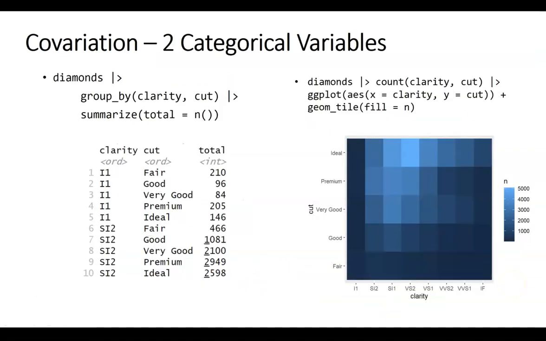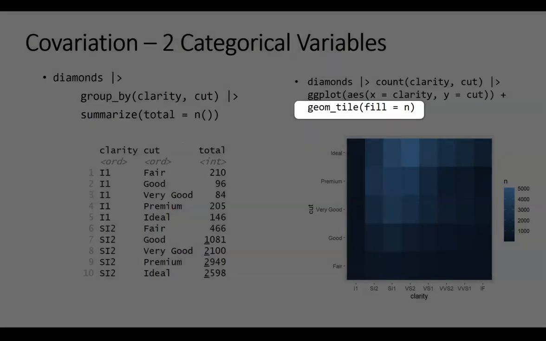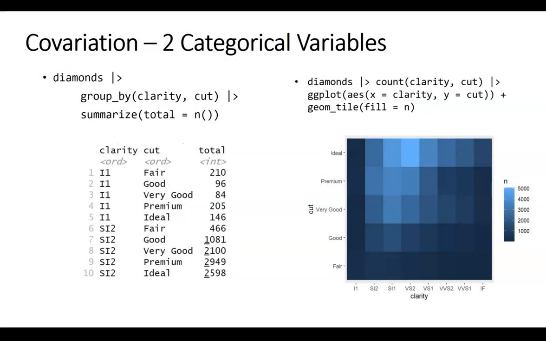A new plot that we haven't seen before that can be very helpful for looking at covariation is a tile graph, sometimes called a heat map, but the word that we'll be using in R for this is tile. A heat map can be used when we're comparing two categorical variables, a finite number of options up against a finite number of options. And what we want to know is how many of each combination do we have? So for example, how many I1 clarity diamonds do we have that are fair? How many SI2 clarities do we have with an ideal cut? And we can see those totals over here.